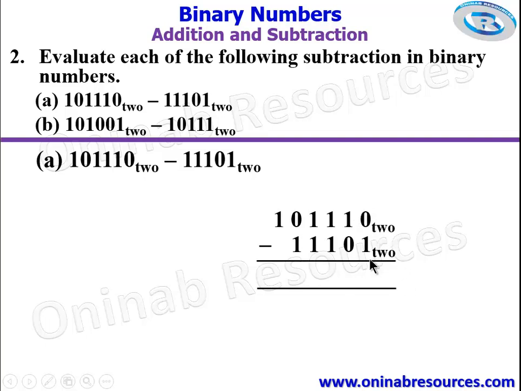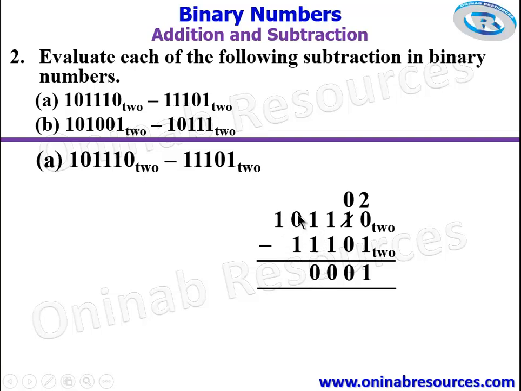We cannot say 0 minus 1 in this case. So what we do is we borrow this one, we'll be left with 0. That one we borrow because it is in base 2, it is going to be 2. So that we can then say 2 minus 1 gives 1. Then 0 minus 0 gives 0. 1 minus 1 gives 0. 1 minus 1 gives 0.